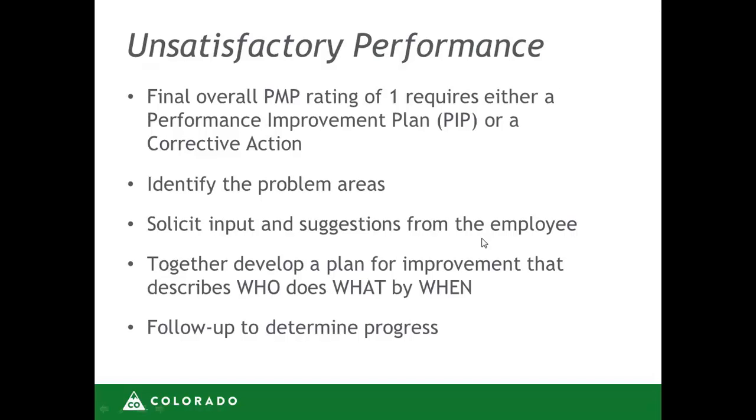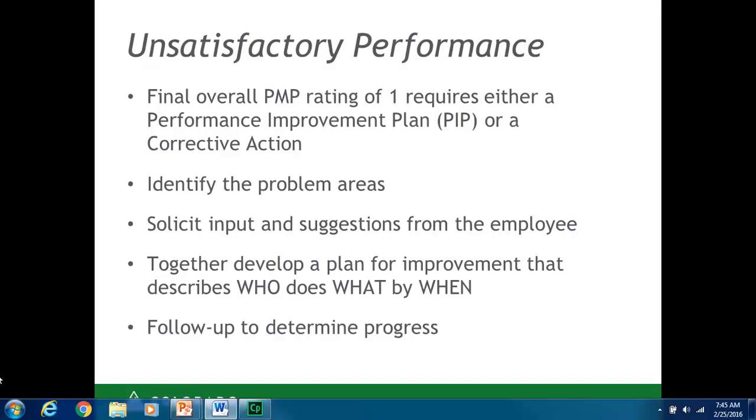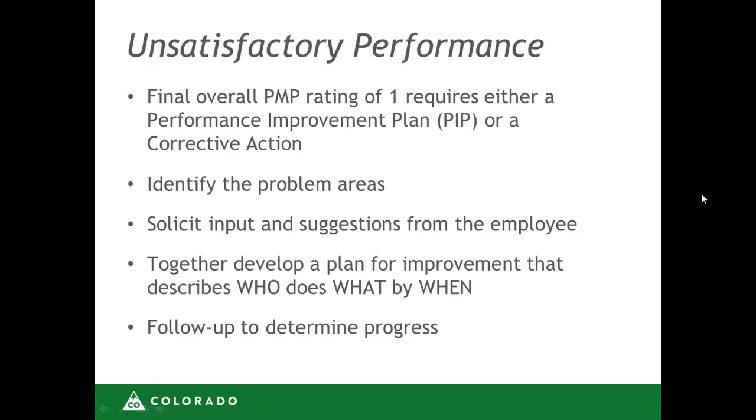Some of you may be wondering what to do if you have an employee with unsatisfactory performance. If an employee's final overall PMP rating ends up being a 1, a PIP or corrective action is required. It is at the discretion of the supervisor which one you want to choose. We will review each of those on the next slide, what those similarities and differences are.